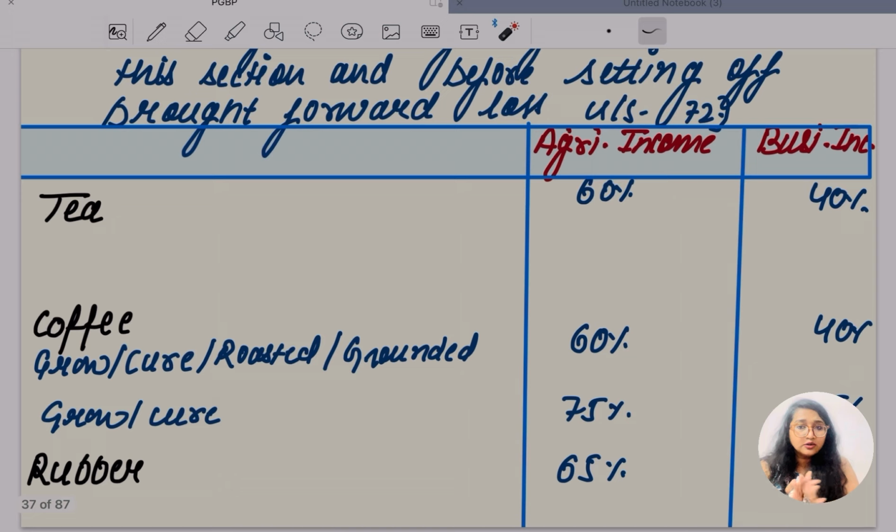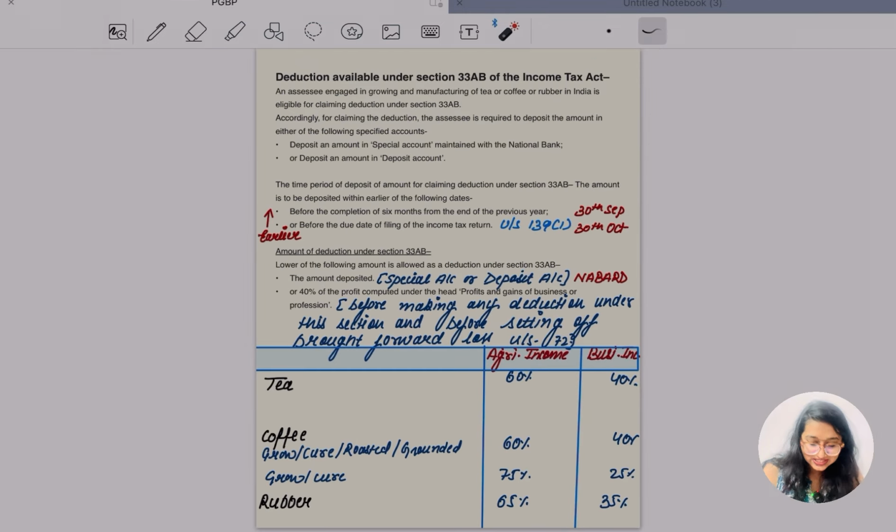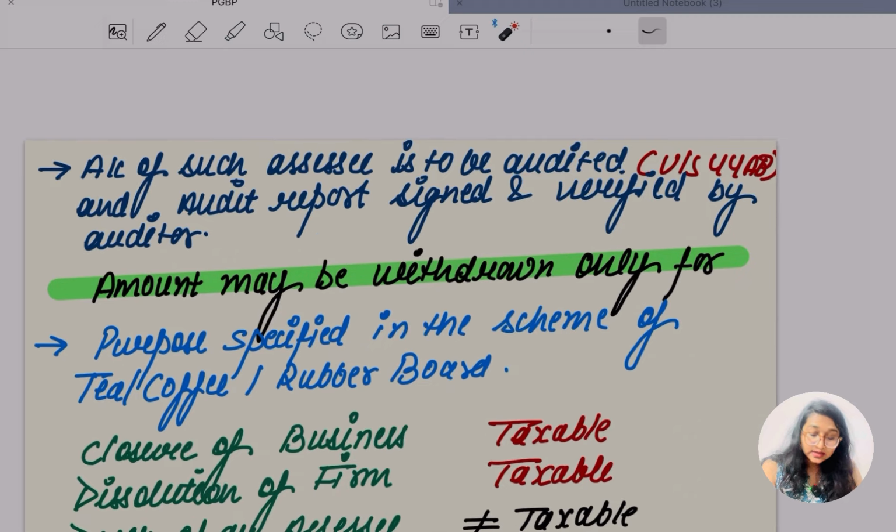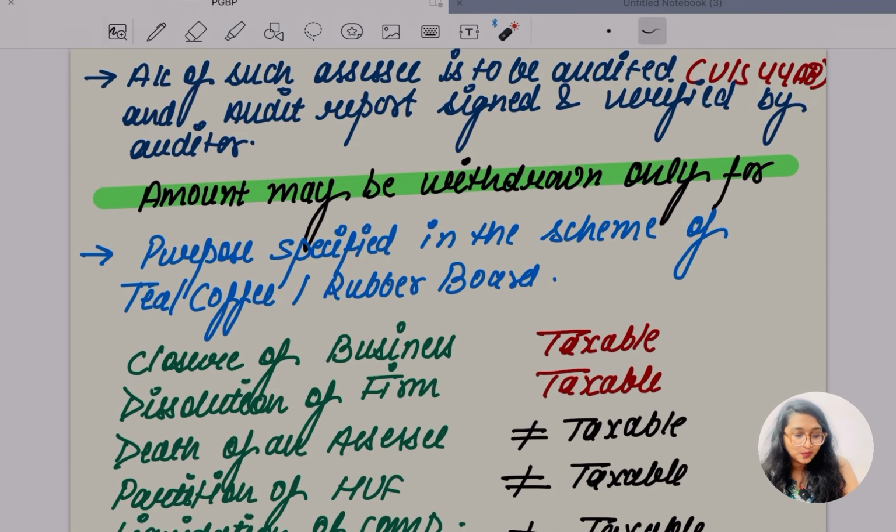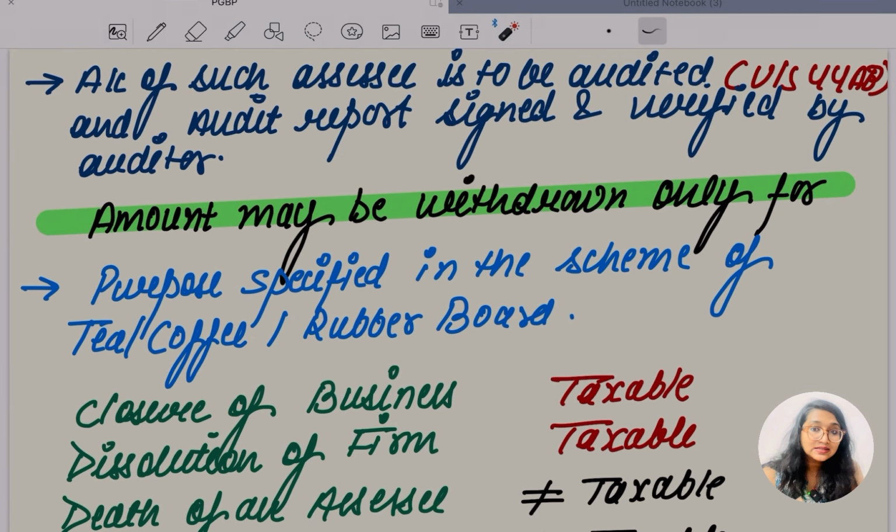Now we know the percentage of business income and agriculture income for tea, coffee, rubber: 3 criteria. Remember, coffee has 2 criteria. Okay, so let's go to some of the other important points. For claiming this deduction, the person has to get audited. The accounts are to be audited under section 44AB, and the audit report is signed and verified by the auditor.